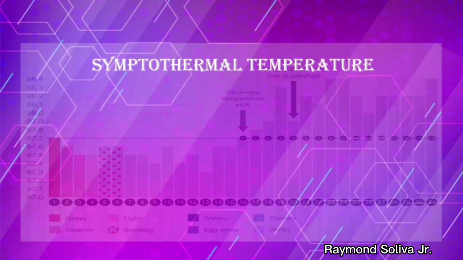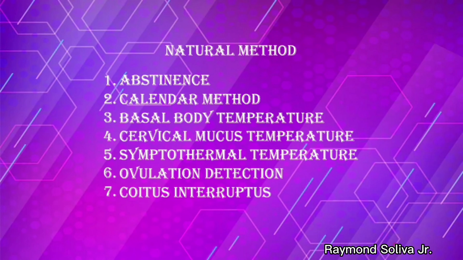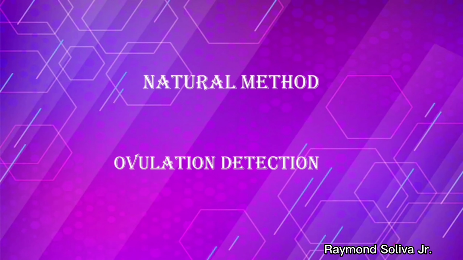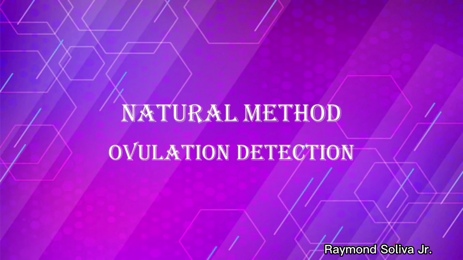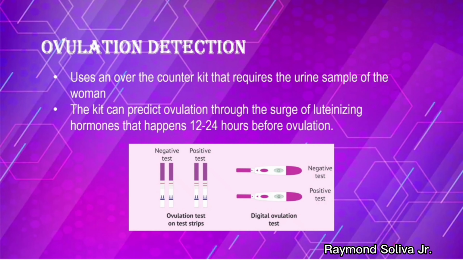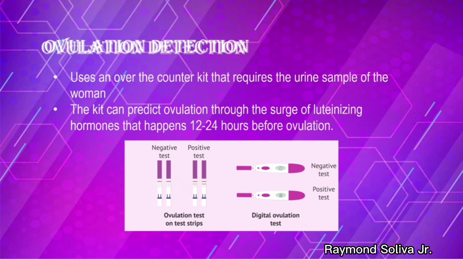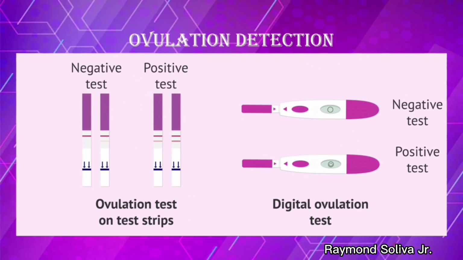Next natural method of contraception is ovulation detection. Ovulation detection uses an over-the-counter kit that requires the urine sample of the woman. The kit can predict ovulation through the surge of luteinizing hormones that happens 12 to 24 hours before ovulation. For example is in the picture. Test strips and digital ovulation test.